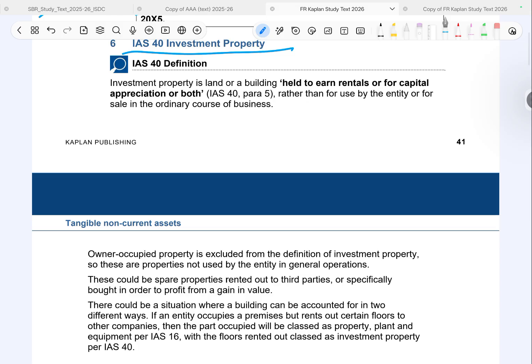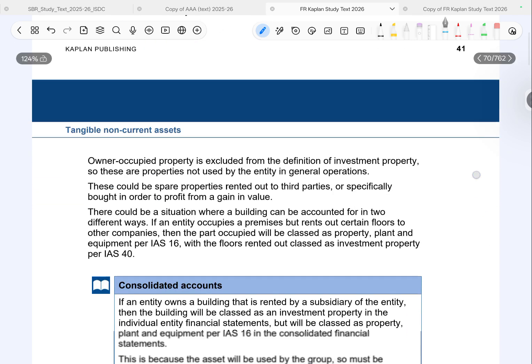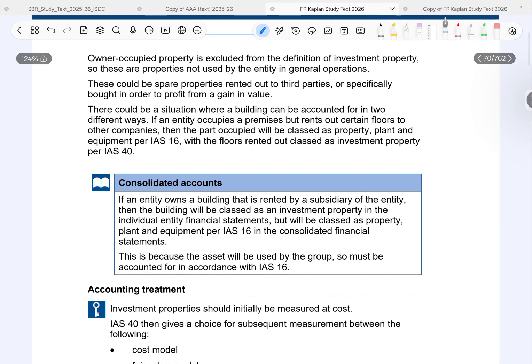So it was a rather long example, but when you buy such assets only with a view to earning profit on that asset, we call it investment property. Owner occupied property is excluded from the definition of investment property.